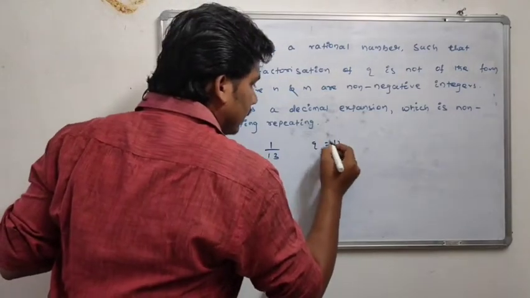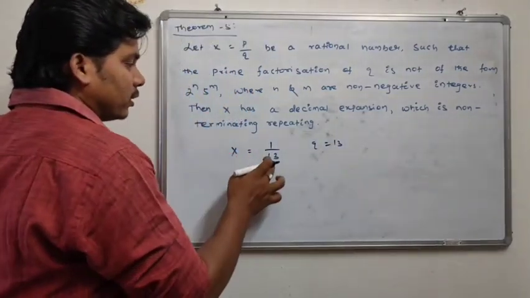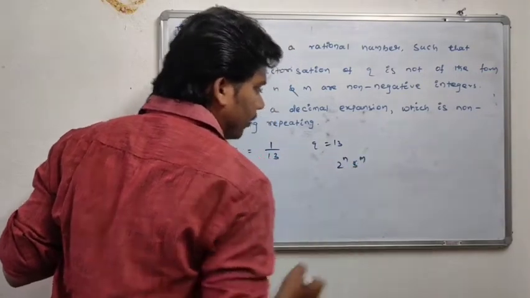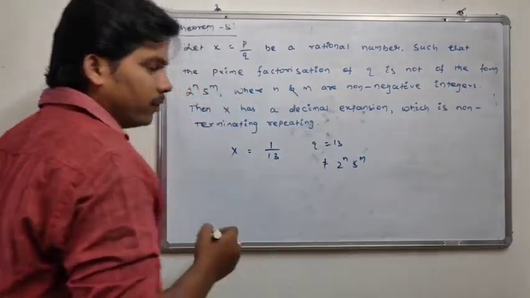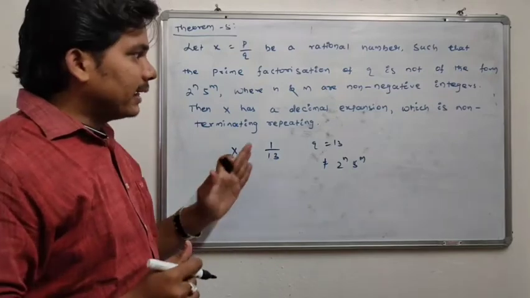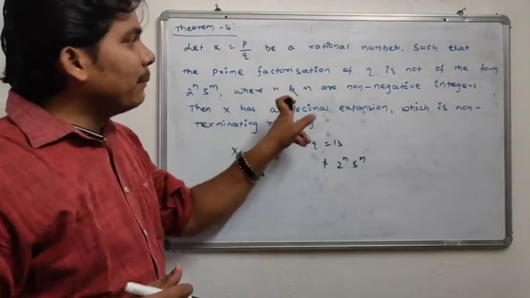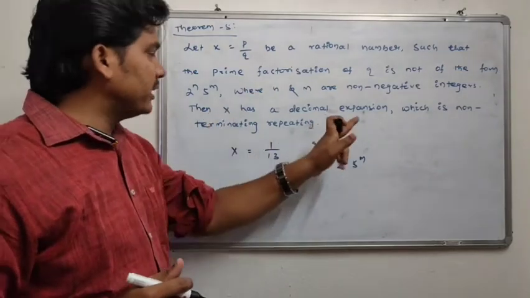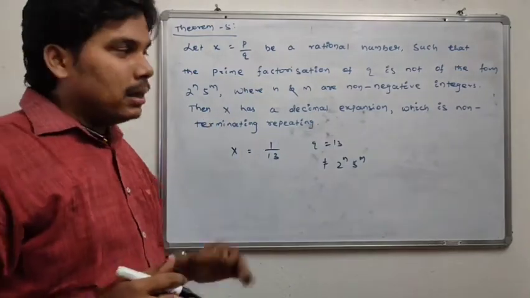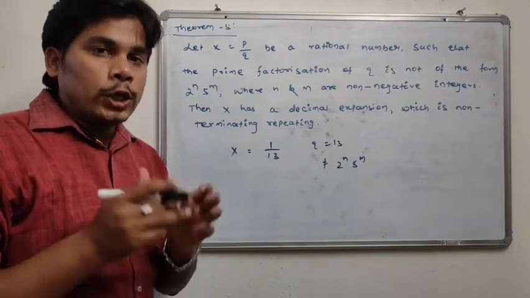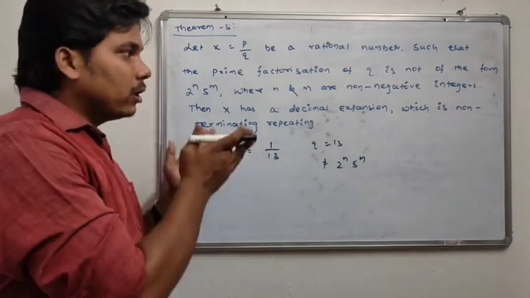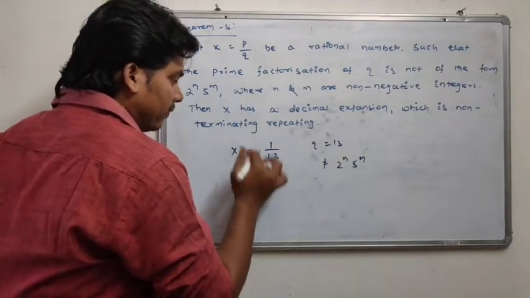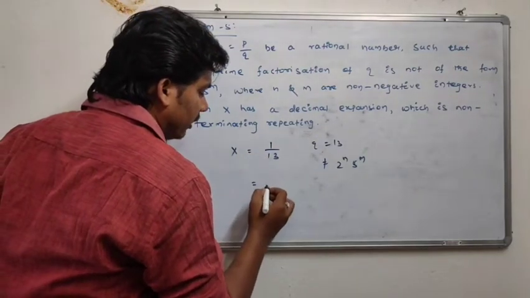As q is 13, the prime factorization of 13 is not in the form of 2 power n into 5 power m, where n and m are non-negative integers. Then x has a decimal expansion which is non-terminating repeating. Means if the number is non-terminating repeating, it is also a rational number. If I find the value of this 1 by 13, then what will we write?